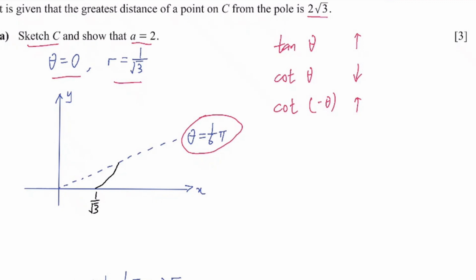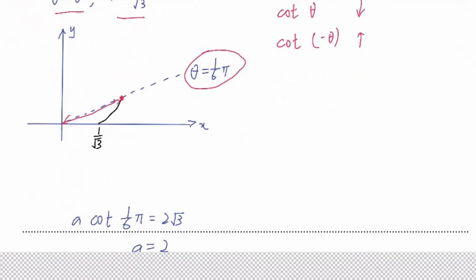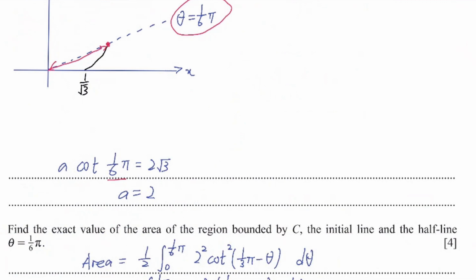So where does it happen? From the sketch, we know that it is strictly increasing. So this would be the point that we have got the furthest from the pole. It happens when theta is 1/6 pi. So we sub in theta equal to 1/6 pi into the r there, and we know the r there is 2/3. So with that, we are able to find out the value of the A there.